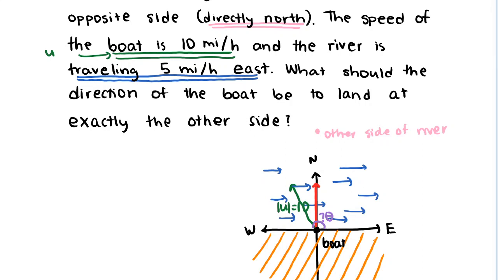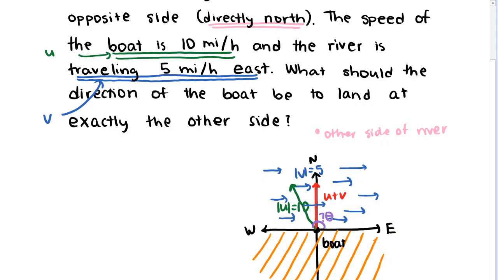And we know that if I call our vector v, the velocity of the river, the magnitude of v is 5. When we add these two vectors together, it gives us the true velocity of our boat, u plus v. And we want this true velocity vector to be pointed directly north.